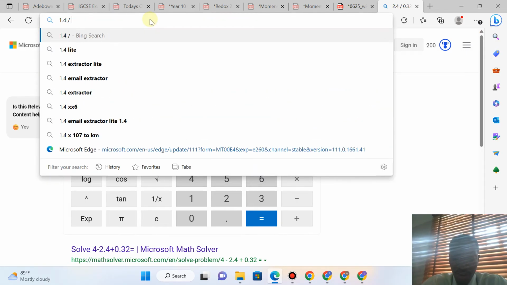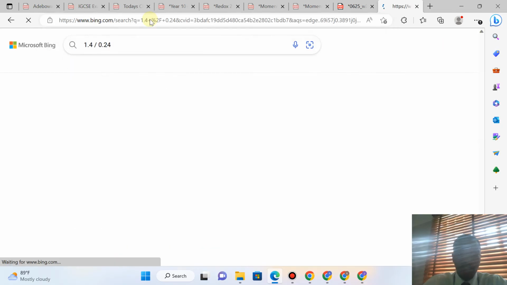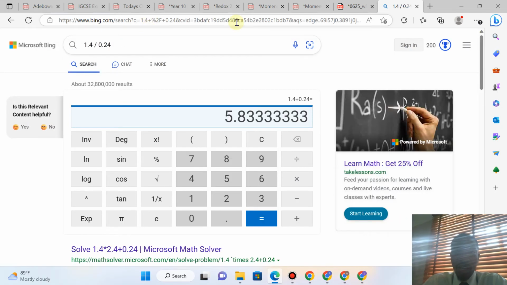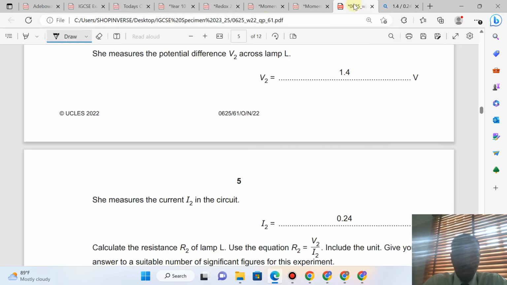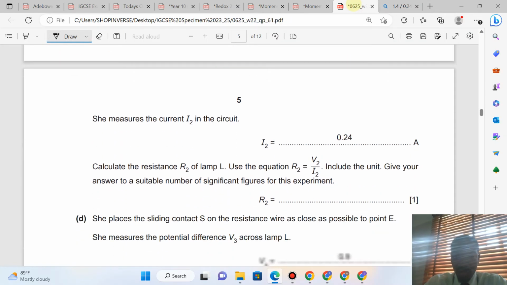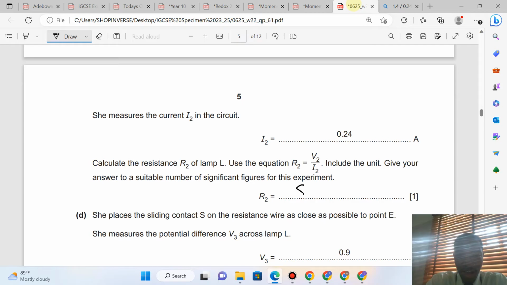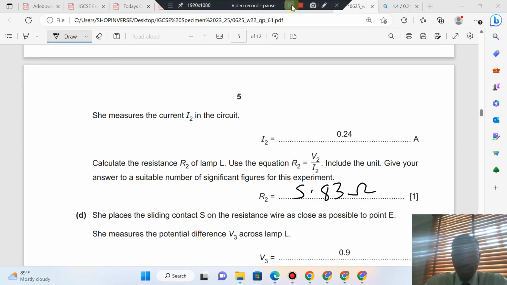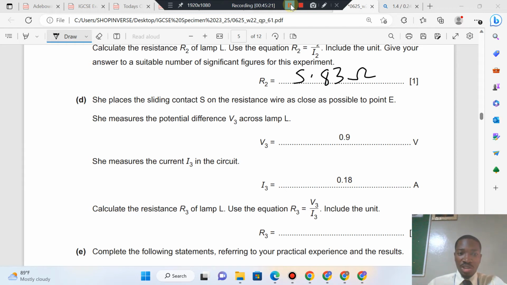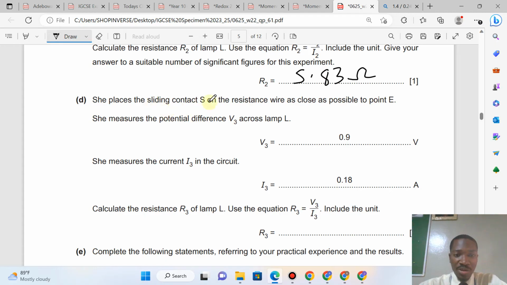So you go 1.4 divided by 0.24. This gives us 5.83 ohms. So you write it here as 5.83 ohms. That's the resistance we have here. Now, what next does she do? Question D says, she places the sliding contact S on the resistance wire as close as possible to point E.